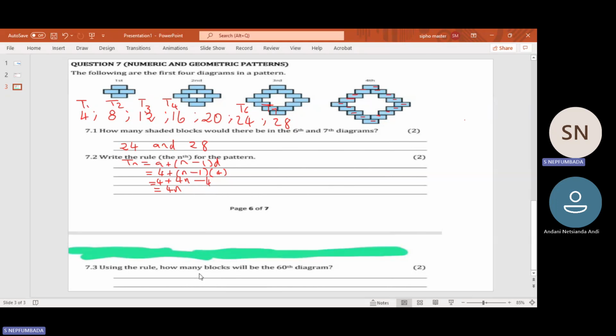They say, using the rule, how many blocks will there be in the 60th? They give you n. Now our n is 60. So we want T60, which is going to be equal to 4 times 60. Then we press our calculator and we get 240. I think this was our first question as far as we're concerned. What we must do now is move to the next question.